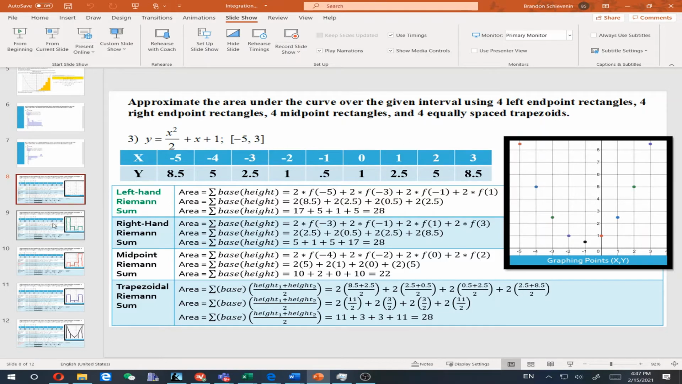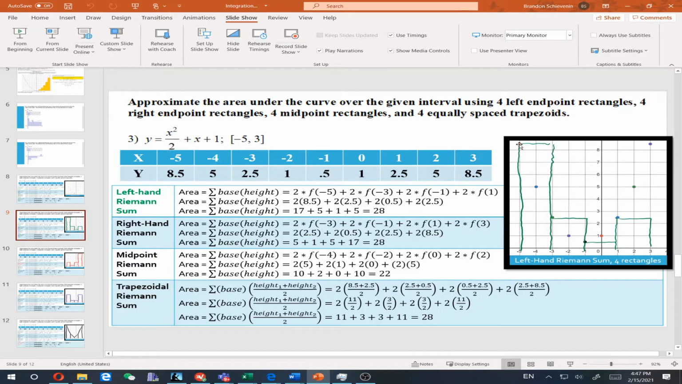If I split this up into left and right Riemann sums, then I would get my heights of these rectangles from the left side. So here are my heights from the left side showing. My first height would be from the left side, 8.5, for a base of 2. So my first rectangle would give me an area of 17. For my second rectangle, I would go from -3 to -1, so that's another base of 2, but I would take my height at -3, that's my left side.